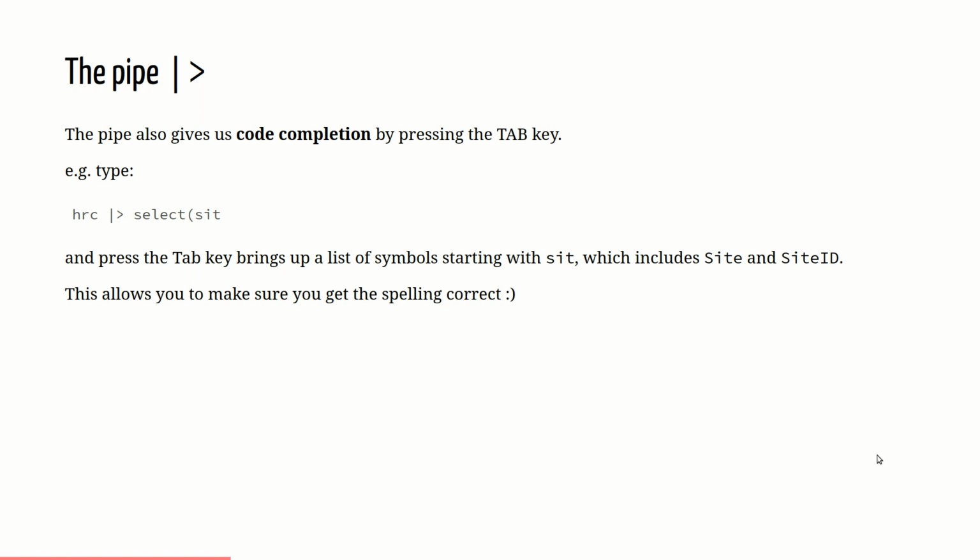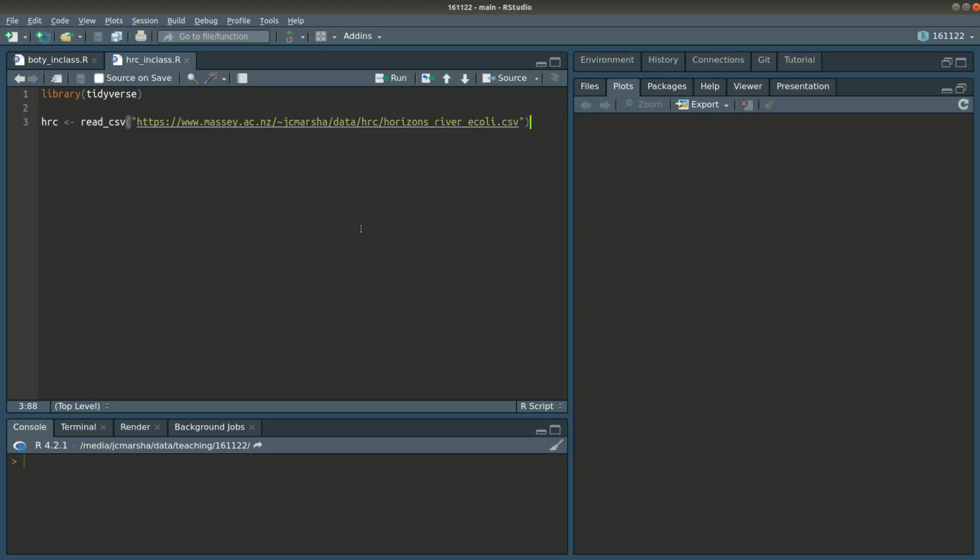Okay, the other advantage of the pipe that we didn't talk about last time is that the pipe gives us code completion by pressing the tab key. So for example, if we type out HRC pipe select and then SIT, short for site, and press the tab key, then it'll bring up a list of symbols starting with the characters SIT that isn't case sensitive, so it will bring up capital SIT as well as a lowercase SIT. So for example, let me just jump to RStudio so I can demonstrate this.